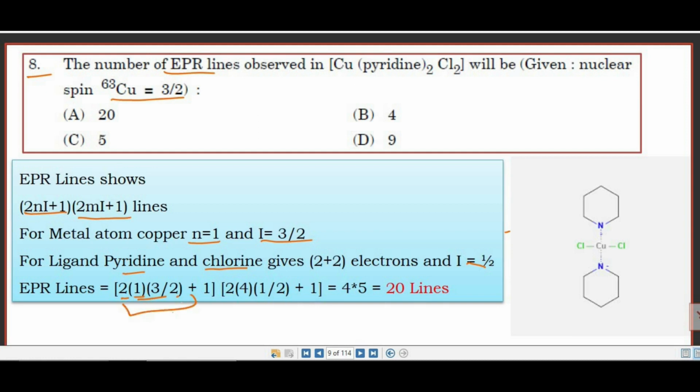This is for splitting by copper. 2 into 4 into 1/2. This is the splitting by ligand. So it's 4 into 5, 20 lines. So this is the structure of this complex: copper, 2 chlorine ligands and 2 pyridine ligands. The splitting gives 20 lines. Option A is correct.